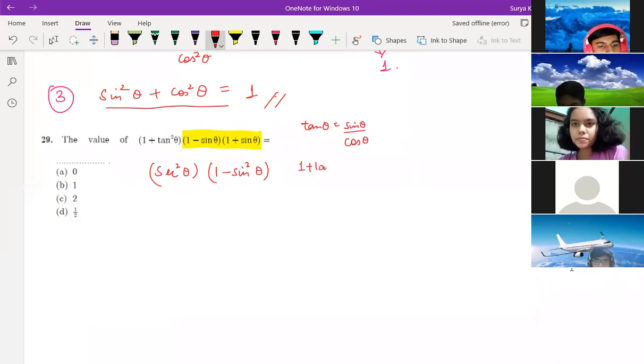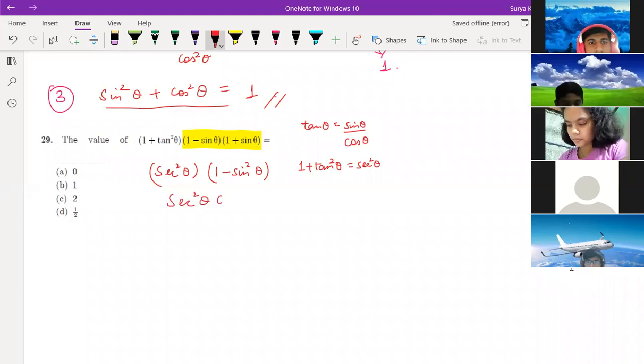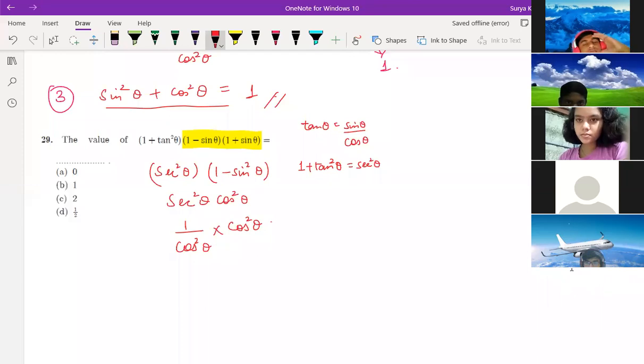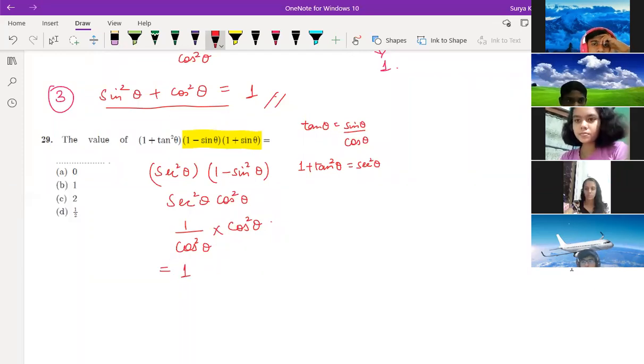1 plus tan square theta is equal to sec square theta. And sec square theta into cos square theta is equal to 1. Why? Because sec square theta is the reciprocal of cos square theta. You just remember all these things, Kritika. When I'm teaching after 8:45, you'll understand how it comes about. So this is your RHS. You got the answer for this. The answer is 1 over here.